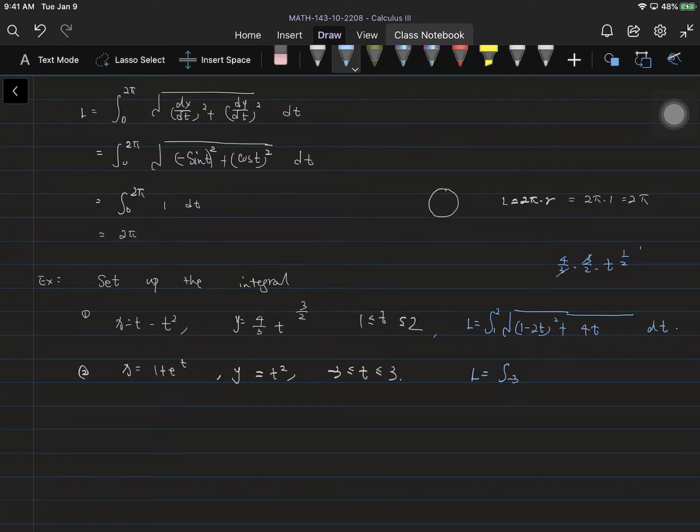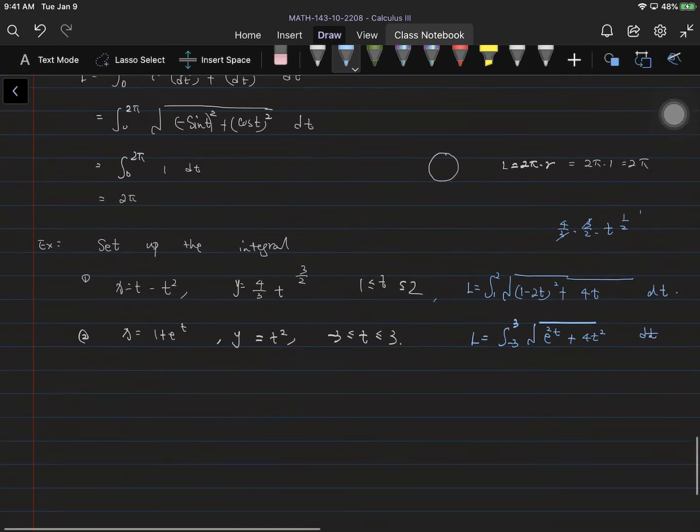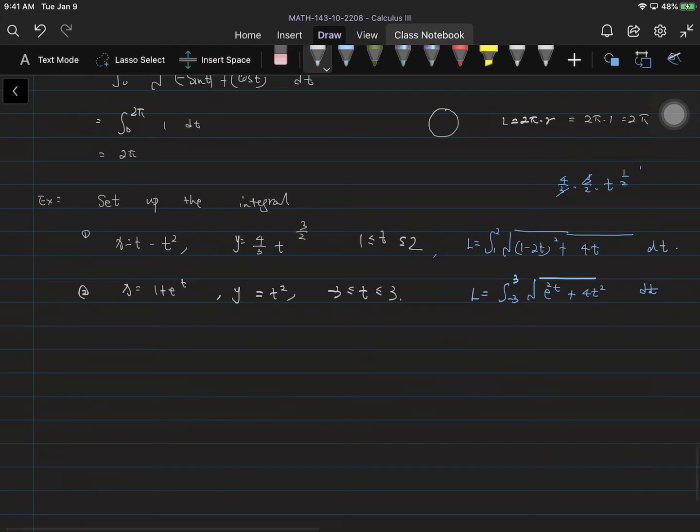negative 3 to 3 of the square root of e to the t squared, which is e to the 2t, plus 2t squared, which is 4t squared, and dt. Okay, so here you don't need to evaluate them. Next thing we're going to do is the surface area.